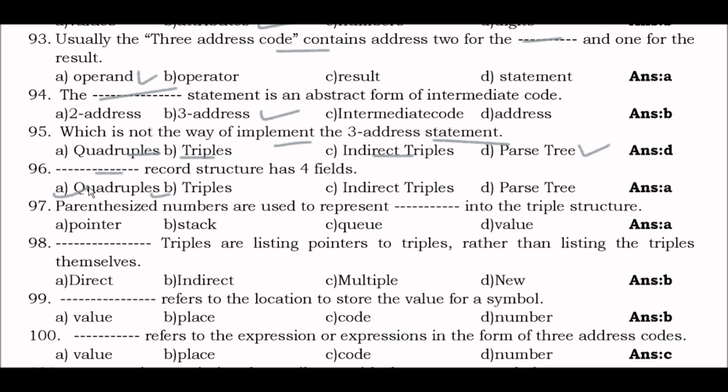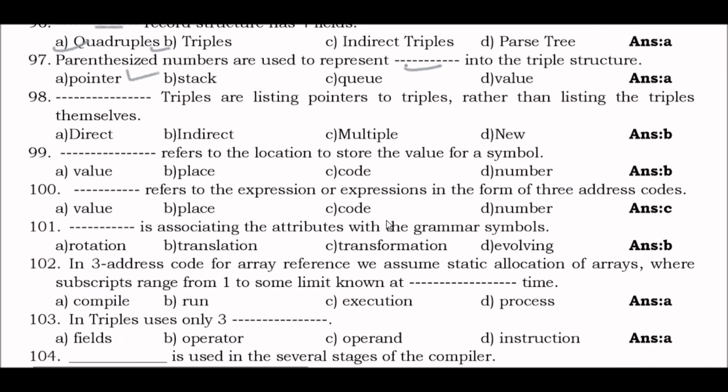Next question. Parenthesized numbers are used to represent blank space into the triple structure. So right answer is option A, pointer. Parenthesized numbers are used to represent pointers into the triple structure. Next question. Blank space triples are listing pointers to triples rather than listing the triples themselves. Right answer is option B, indirect. Indirect triples are listing pointers to triples rather than listing the triples themselves.